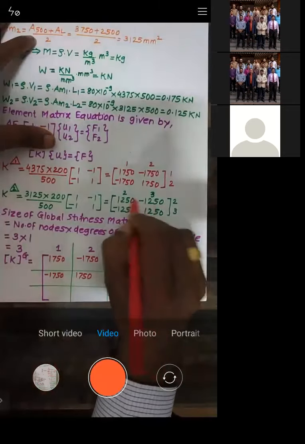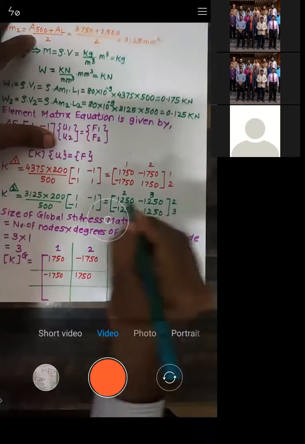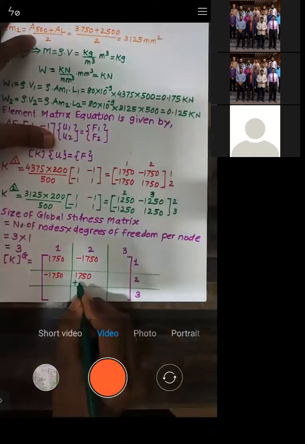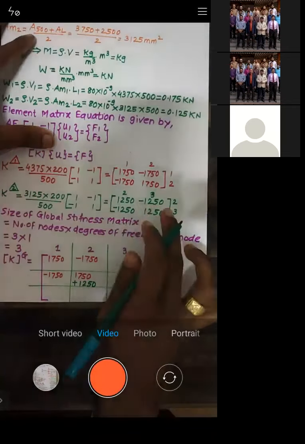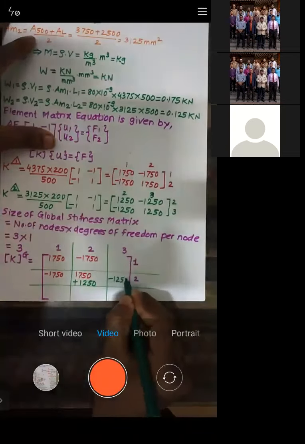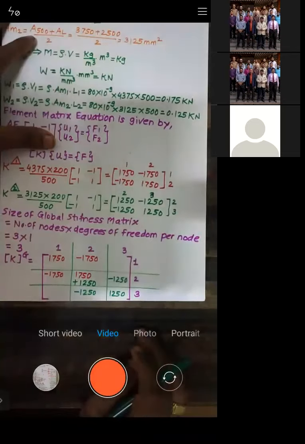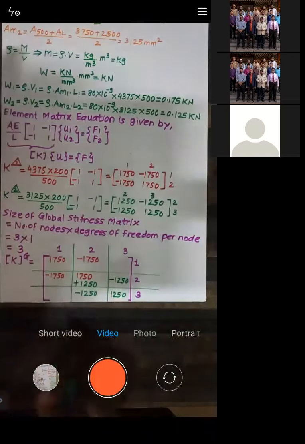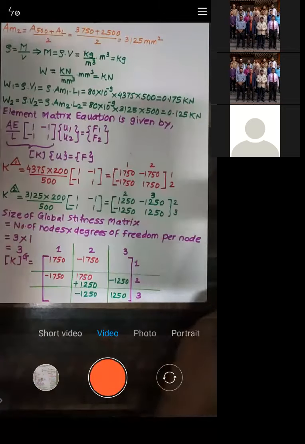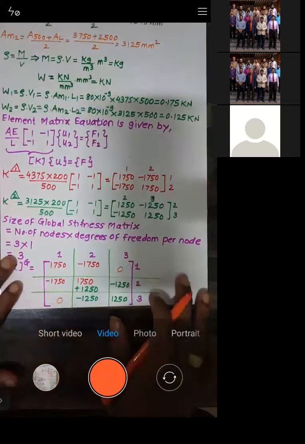Now just go for this one, that is 2, 2. At 2, 2, you write down 1250, so I'll write plus 1250. Just beside that minus 1250. Here minus 1250, then here 1250. This is for the stiffness matrix of element number 1, and this is for the stiffness matrix of element number 2. Where you are not getting any terms, you need to put 0 value. So this is how I get the global stiffness matrix.